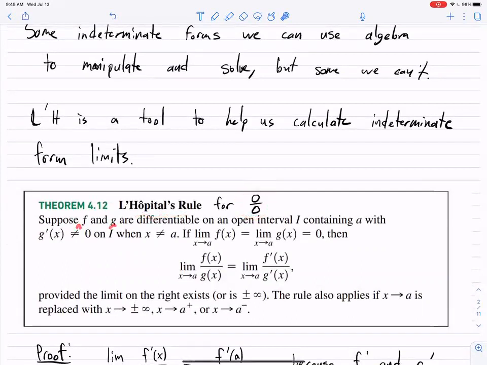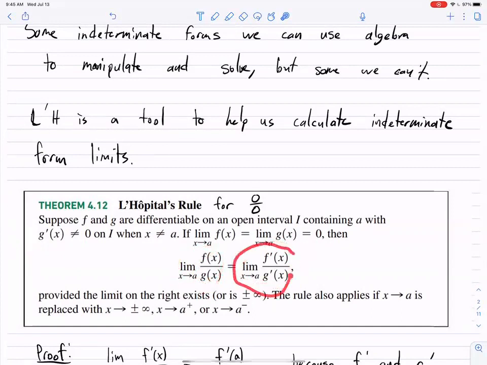So if f and g are two functions, differentiable on some intervals, that means they're just nice functions. And we have that the derivative of g is not 0 at a. So the derivative g prime can't be 0 because then this limit wouldn't exist. So if these things are both going to 0, those limits, then you can take the limit of their quotient. So if this quotient gives you 0 over 0 when you plug in, instead of taking this limit, you can take the limit of the derivatives.